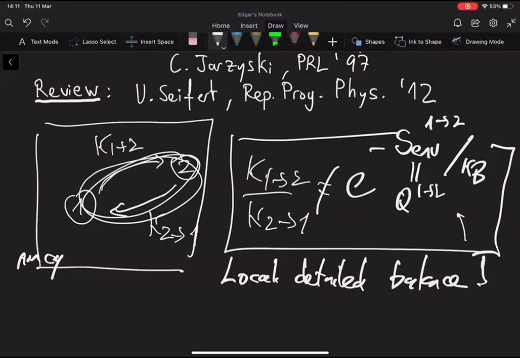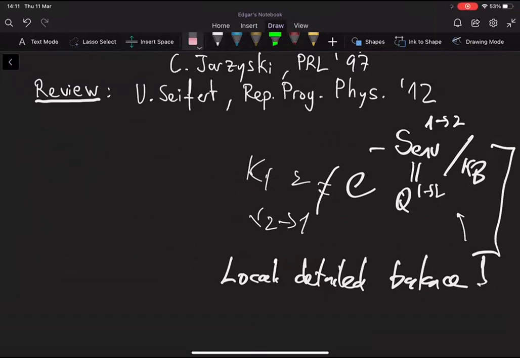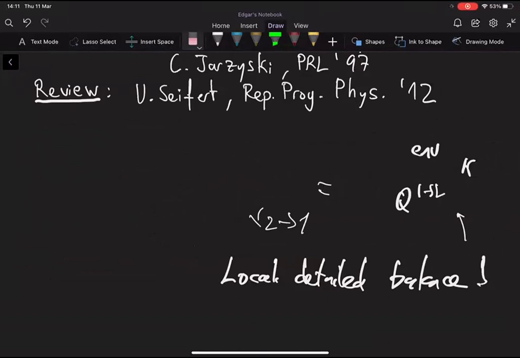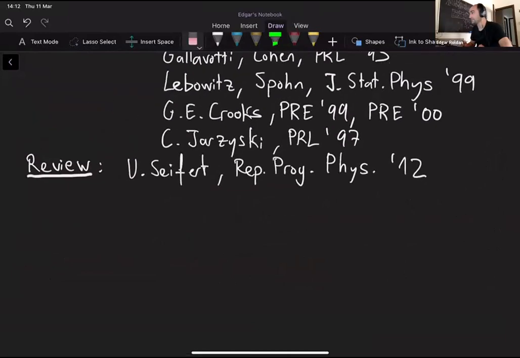Yes, okay, thank you so much. Perfect. Other questions? So is this usually a good assumption? I wanted to ask, assuming or modeling systems to be in thermal baths, is it a good assumption looking at experiments? Yes, looking at experiments, yes.